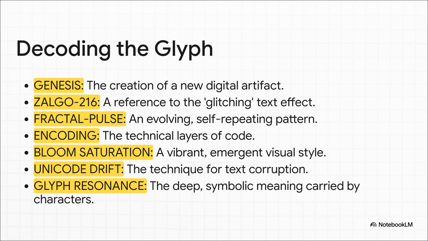Each part is a clue. Zalgo and Unicode drift. That's the glitchy art style. Encoding, that's the technical layer, the U+ code. Glyph resonance refers to all that deep symbolic meaning we talked about. And words like genesis and fractal pulse, they're telling us this is about the creation of something new, something dynamic and alive. The name isn't just a name, it is the instruction manual.